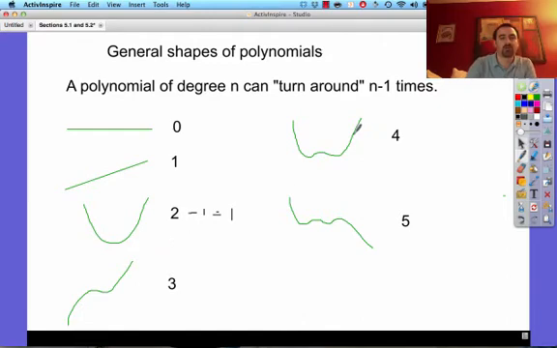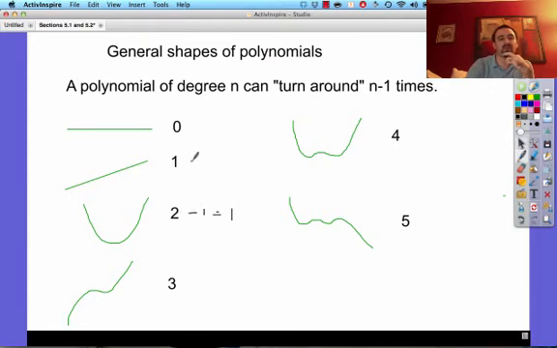Degree 4 can turn around 3 times: down, up, down, up. Okay, so 3 different turns. Down, up, down, up, that's 4 directions, but it turns 3 times. And degree 5: down, up, down, up, down. That's where the 5 comes from, but it turns 4 times. It turns once, twice, 3 times, 4 times. Okay? So that's how you get the basic shape of a polynomial.